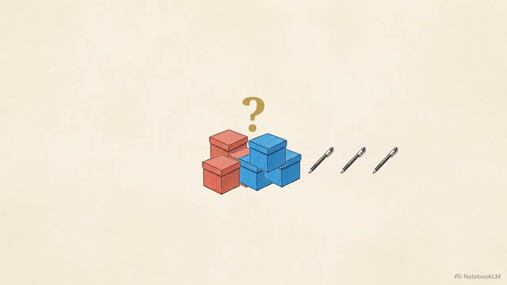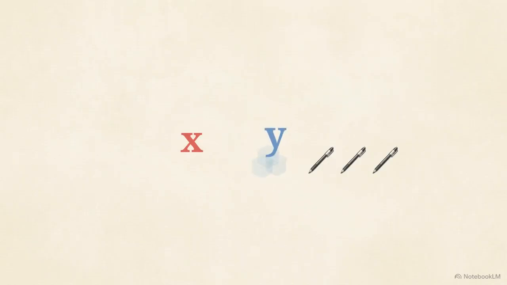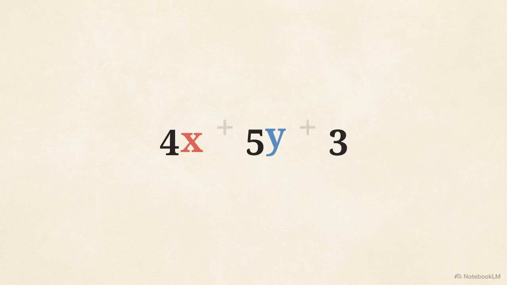We can translate those physical items into a mathematical expression. If X represents the number of red boxes and Y is the number of blue boxes, your total item count is exactly 4X plus 5Y plus 3.